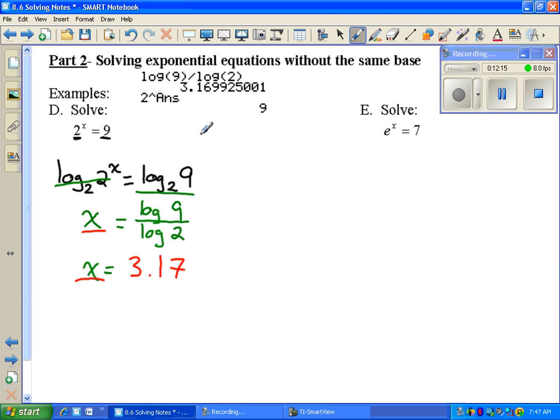I want to see what x is. Solve for x. So how do I cancel out e? I have to have a log base e. Well, log base e is natural log. So natural log of e to the x is equal to natural log of 7. Again, the log and the exponent cancel, leaving x. Natural log of 7. Well, I can plug that into my calculator.